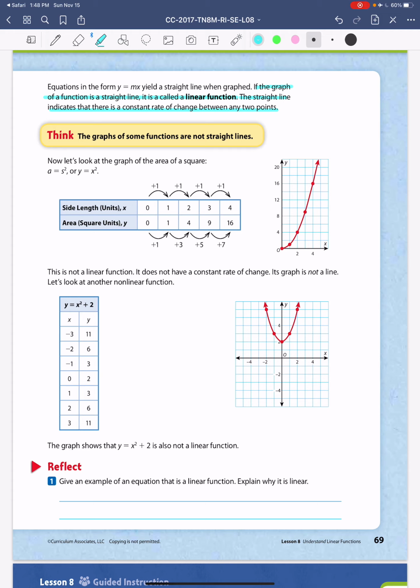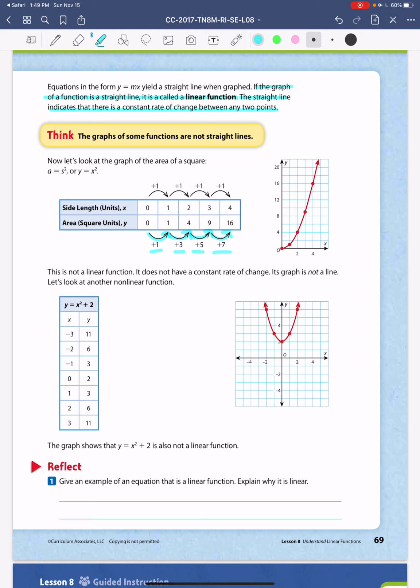So we have a constant increase in our side length of 1, but then our area in square units keeps increasing up by 2 every time. So you have plus 1, then plus 3, then plus 5, then plus 7. So this is not a linear function, as you can tell by the graph. When I graph out all my points, I have (0, 0), (1, 1), (2, 4), (3, 9), (4, 16).